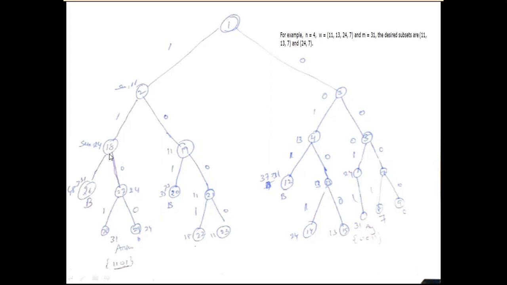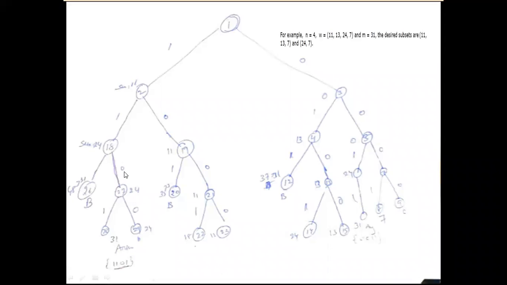Then the 18th node generates another child, the 27th node. The 27th node represents the third element not being considered in the sum, so only the first two elements are considered. x3 equal to 0 means the third element is not considered in the sum. So the sum equal to 24, because the third element is not considered in the sum.